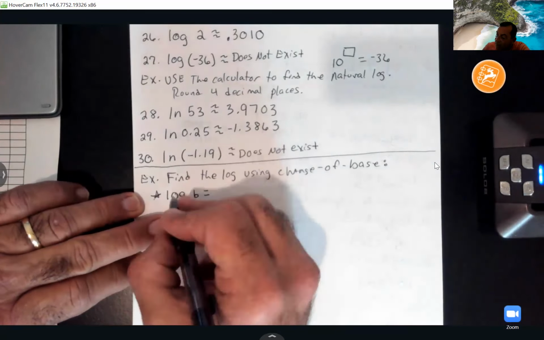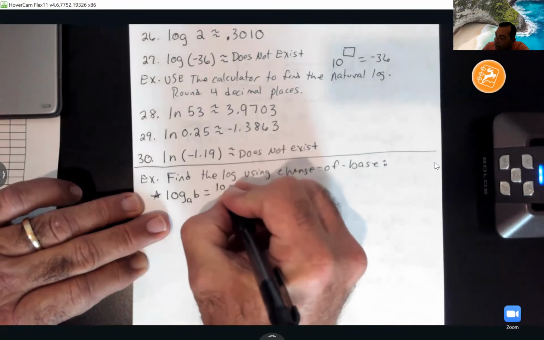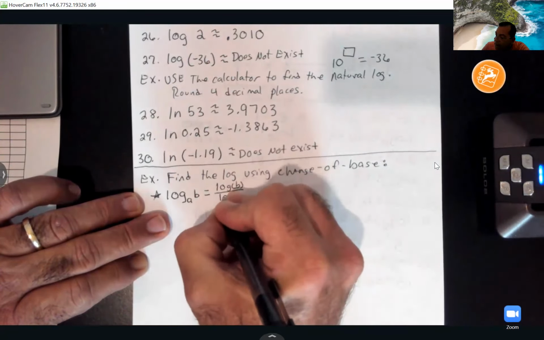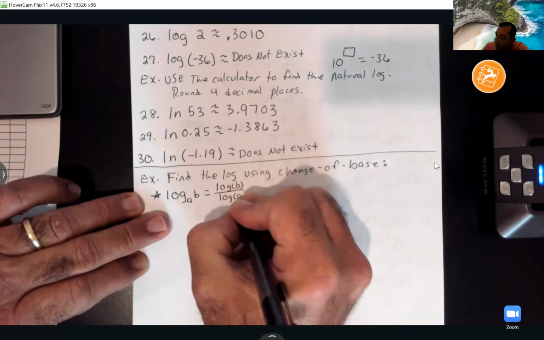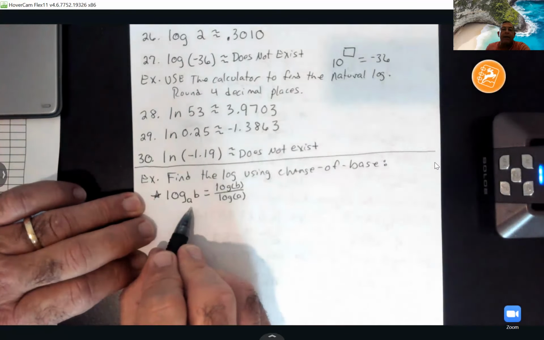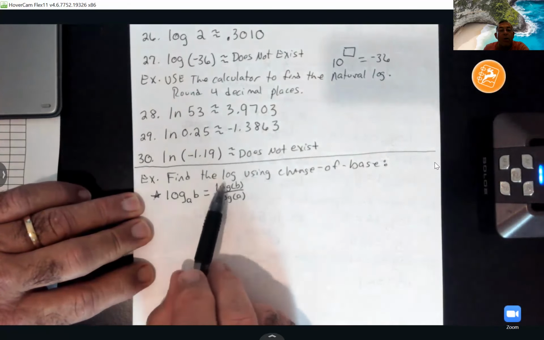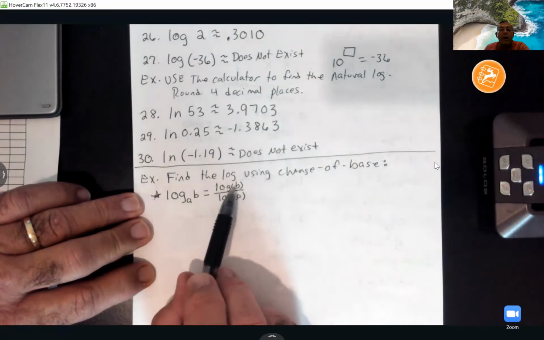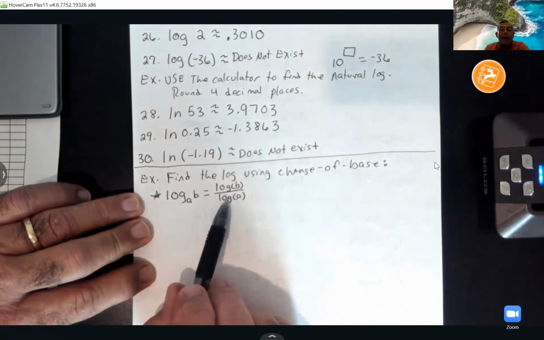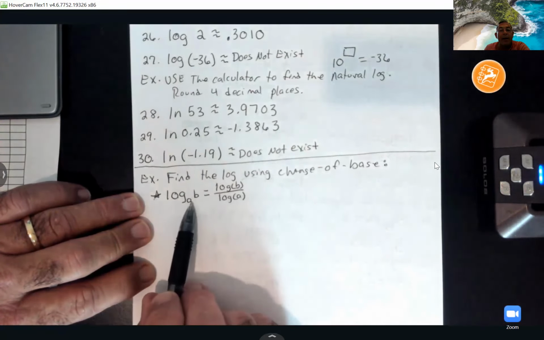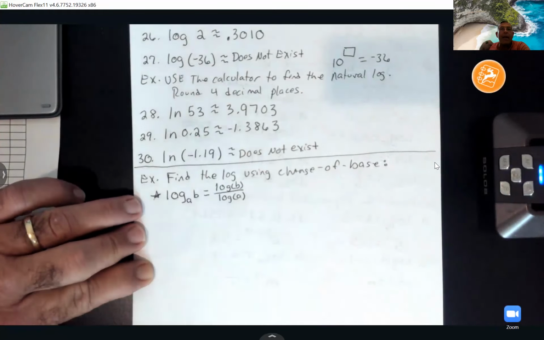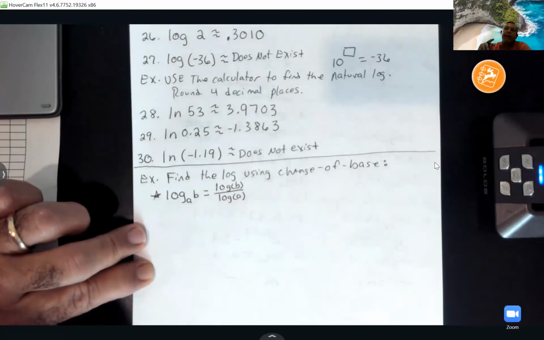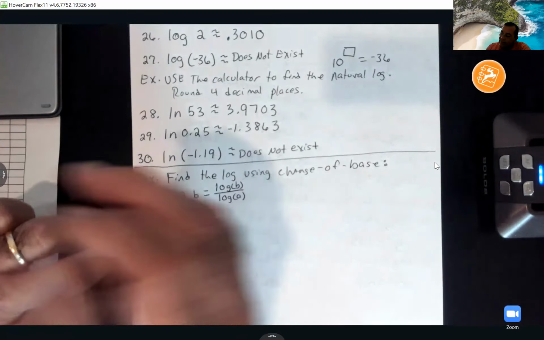Change of base meant we took the log of the B and divided by the log of the base A. So I could use the log on the front of the calculator doing this change of base, where I took the log of the result and divided by the log of the base, and it gives me the same thing that you get when you use the log base in the calculator, okay?